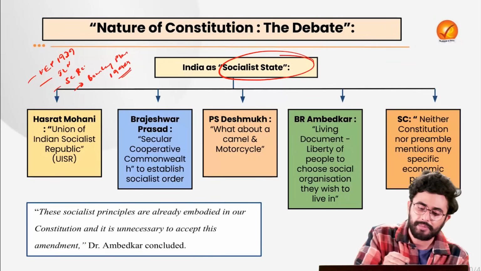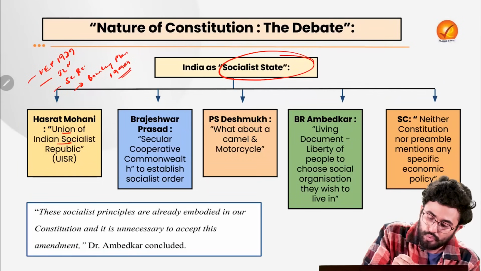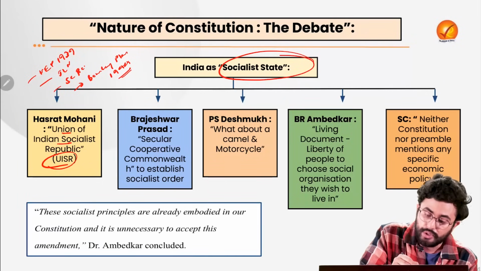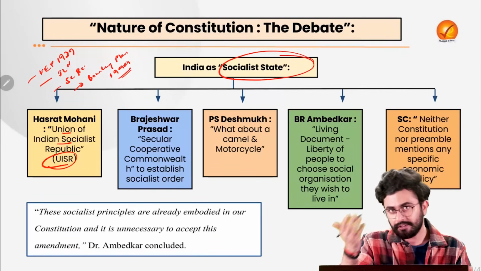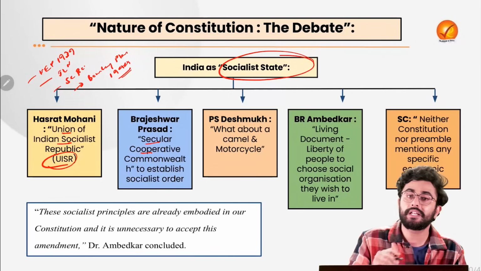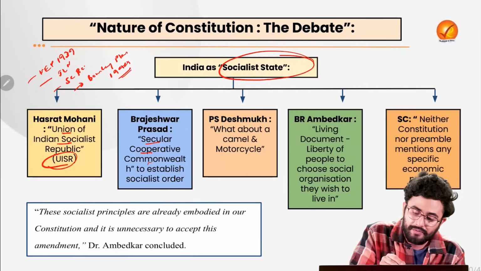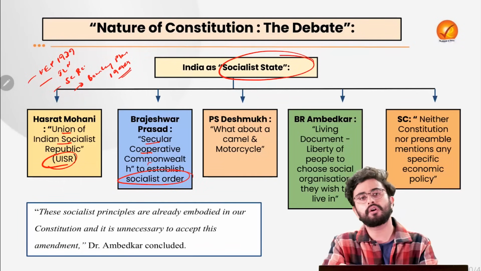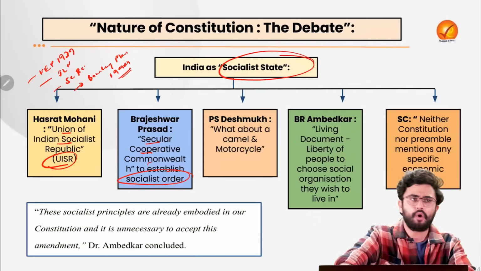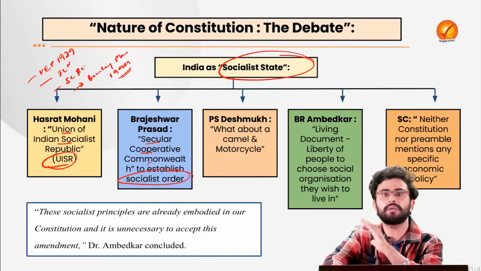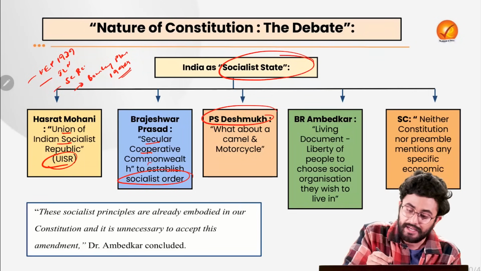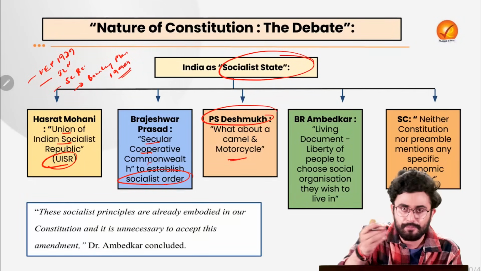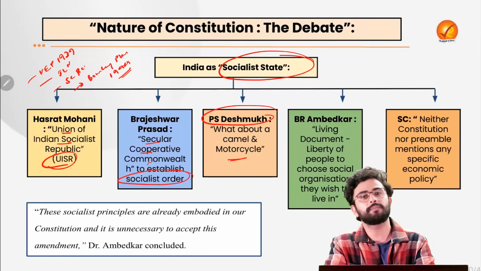Hasrat Mohani, for example, said that India shall be declared as a Union of Indian Socialist Republics, or UISR, on the model of USSR. Brajeshwar Prasad seconded that, and said that India shall be declared as a secular cooperative commonwealth to actually establish a socialist order, where we shall try to provide all kinds of socialist benefits to the people. Then P.S. Deshmukh remarked that why should we not also give camel and motorcycle, only that is left to give to the people.